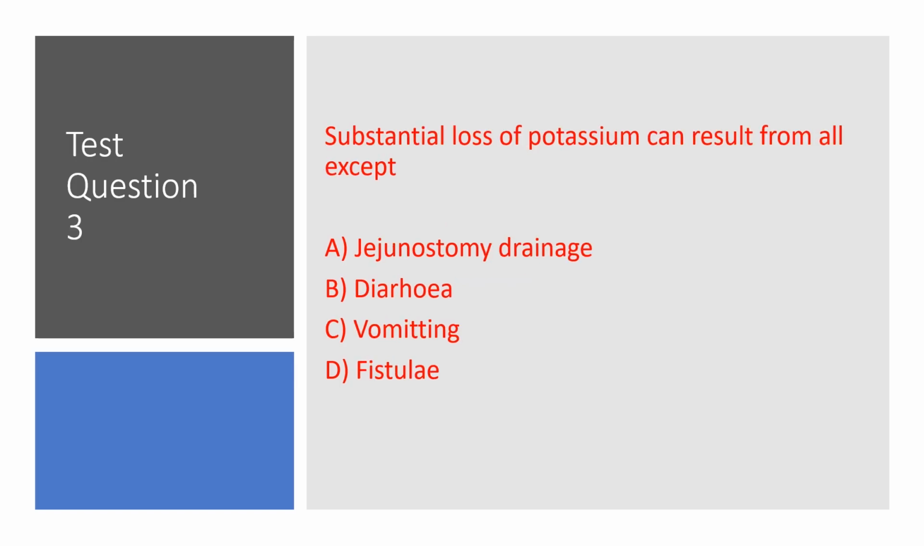Question 3 says, substantial loss of potassium can result from all except A. Jejunostomy drainage, B. Diarrhea, C. Vomiting, D. Fistula. So which of the following can be associated with substantial loss of potassium? Please pick the correct answer and let's discuss it in the comment section.